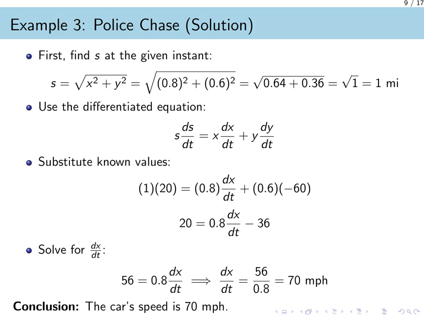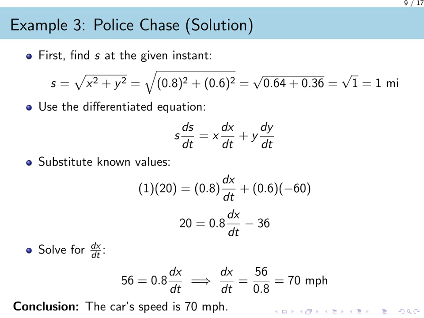Now we can solve for the car's speed by plugging our known values into the differentiated equation. First, we need the distance, s, between the vehicles at this exact moment. Using the Pythagorean theorem with x equals 0.8 and y equals 0.6, we find that s is exactly 1 mile. Next, we substitute all our knowns into the equation, s times ds/dt equals x times dx/dt plus y times dy/dt.